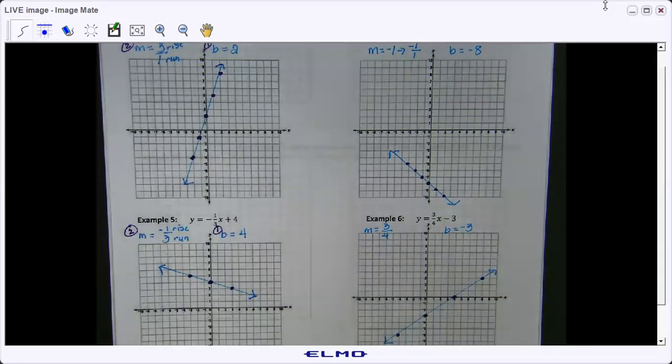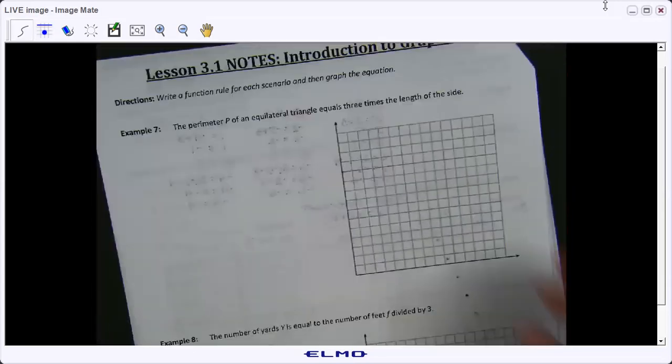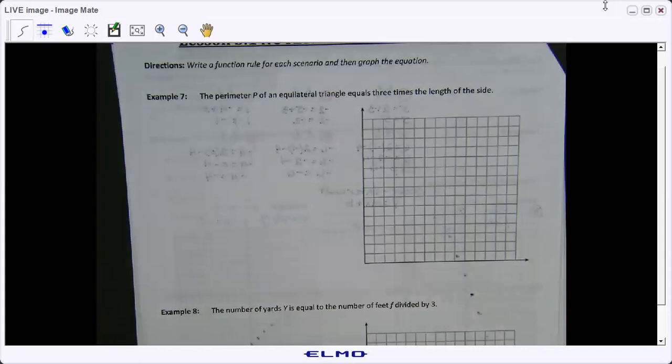All right. So questions, comments, concerns? Okay, let's go to page 4. And this is probably the new part. What this is, you're taking word problems, you're creating a table and an equation and a graph. And I'm very particular about my graphs. So make sure that when you're doing your homework, that you include all the parts of the graph, and we'll go over that in a minute.